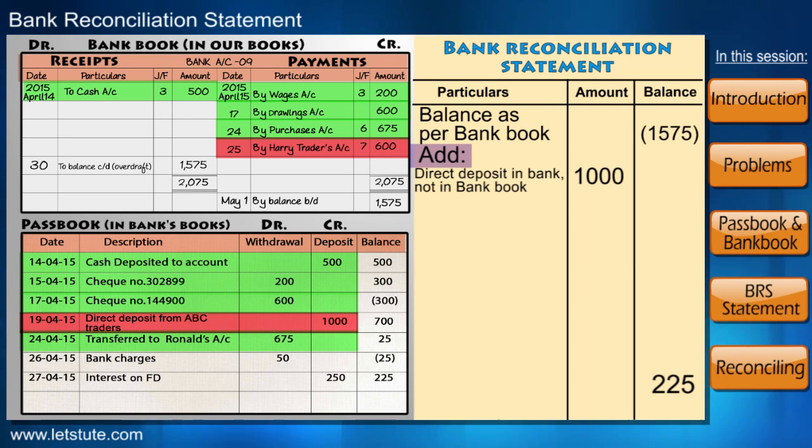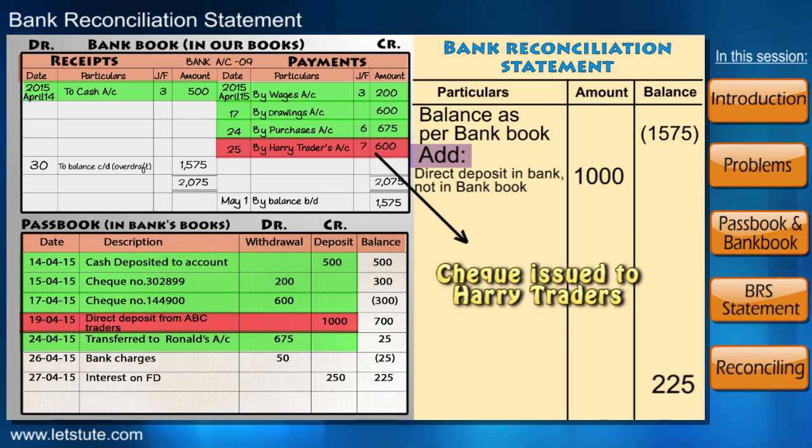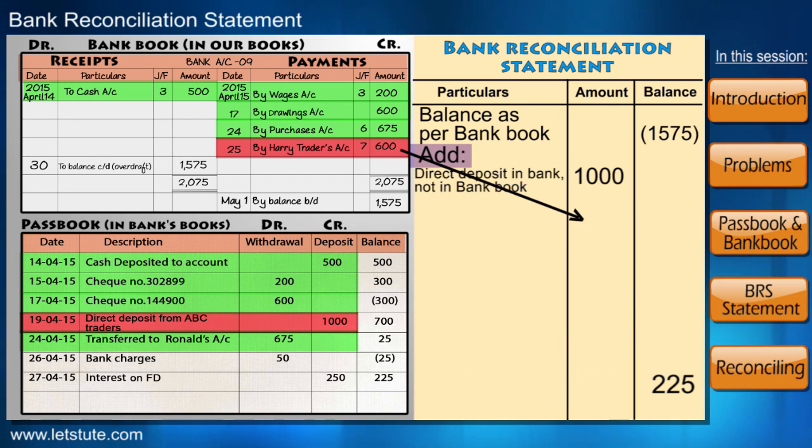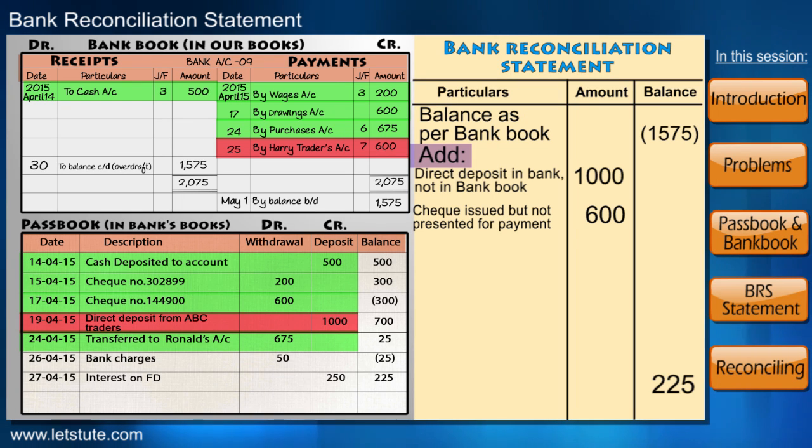This means a check was issued to Harry Traders by us. That's why it's there in our bank book. But he may have still not presented the check in the bank. So the check is still not cleared. Well, this means the passbook balance has not been affected yet by this 600, but we have credited it in our bank book. So to cancel out this effect, we are going to add this in the statement. So the reason here is there was a check issued which was not presented for payment.